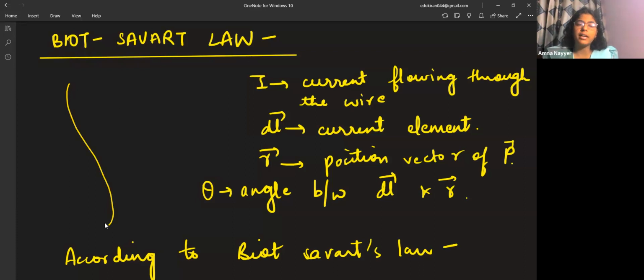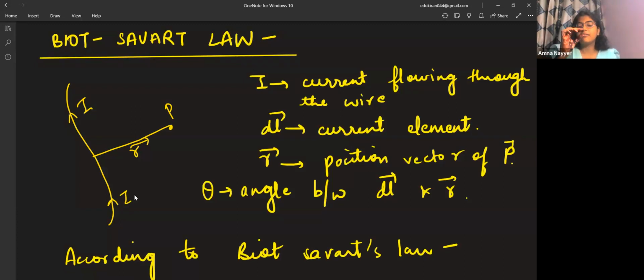Suppose you have a wire. I have chosen a point, let's say here, point P. The separation of the wire from the point, let's say this is some position vector R. This is the separation of point P from the wire, and I want to find out what magnetic field is present at this particular point P. Suppose the current is moving in upwards direction, which is I.